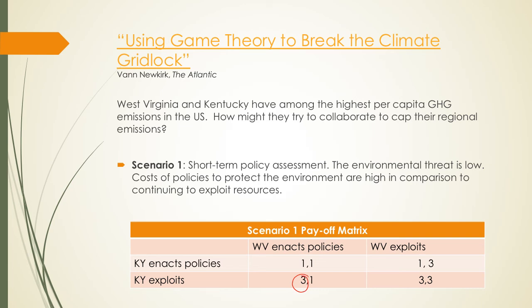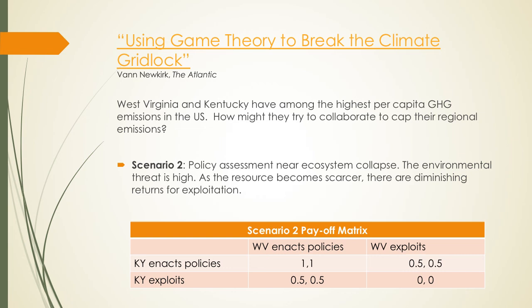On the other hand, if West Virginia exploits resources, Kentucky's best choice is still to exploit resources. We can see that Kentucky has higher utility if it exploits resources, no matter what strategy West Virginia employs. In other words, exploitation is a dominant strategy for Kentucky. Similarly, West Virginia maximizes its utility by continuing to exploit resources. Thus, game theory predicts that in this scenario, it's inevitable that both states will continue to exploit resources.